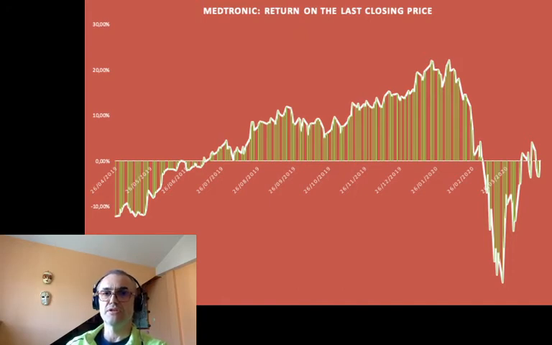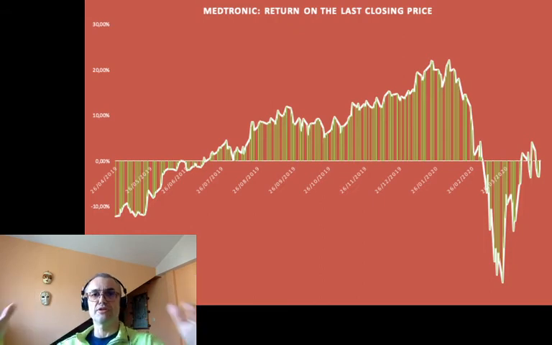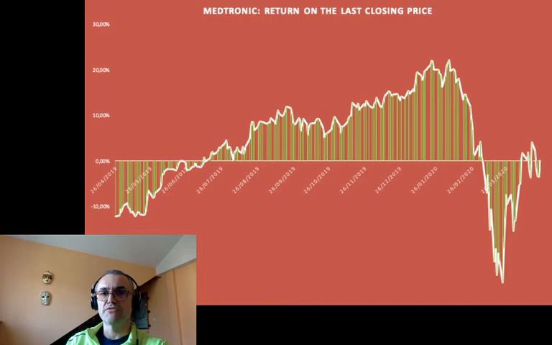So you can see that there were two big slumps on two extremities of the graph, and in the middle there was a nice area of positive gains. Once again, this graph shows all the past stock prices of Medtronic from the last year shown as a rate of return on the price from Friday, April 24th, last Friday.